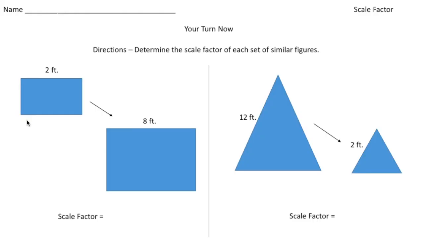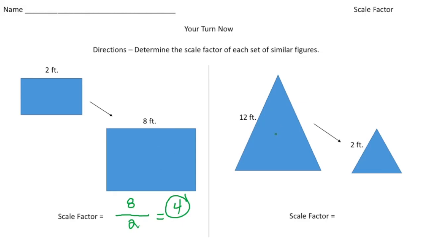All right, welcome back. Let's do these practice problems. Here we have two sets of rectangles, and notice that this rectangle is being enlarged. Remember what that means: we're going to have a scale factor greater than 1. For this one, we know that this length is 8, and the corresponding side of this rectangle is 2, and that just reduces down to 4 to 1, or just 4. So the scale factor from this rectangle to this rectangle is 4.